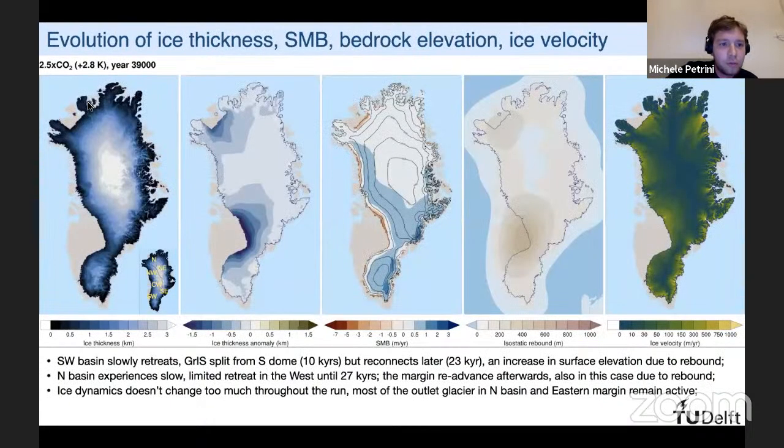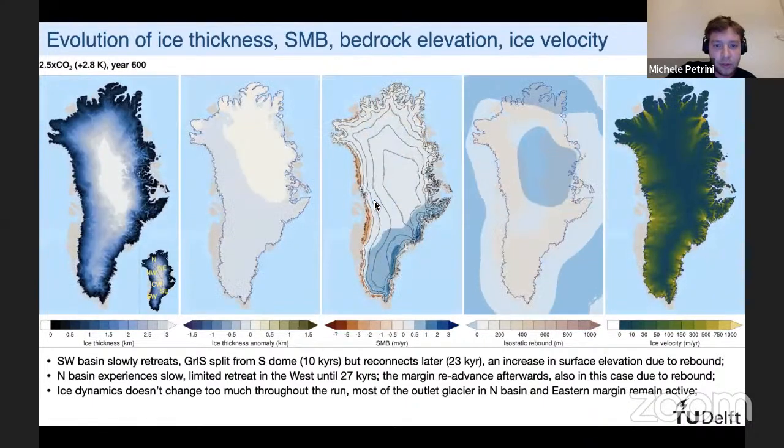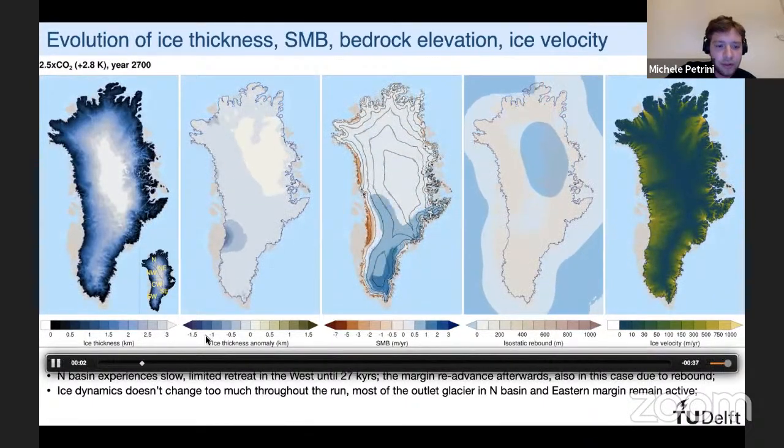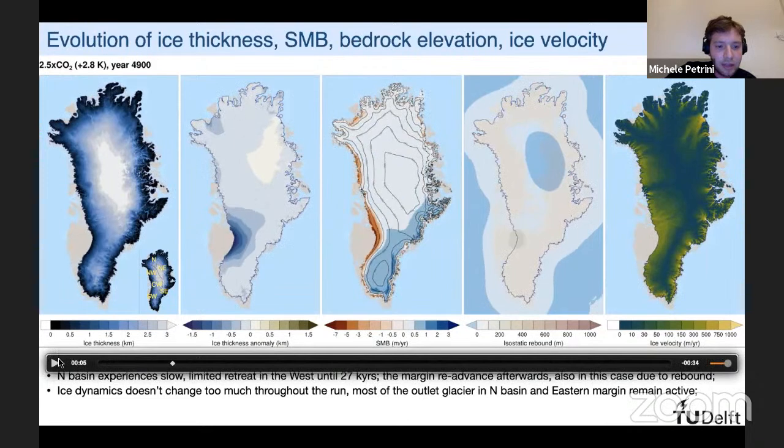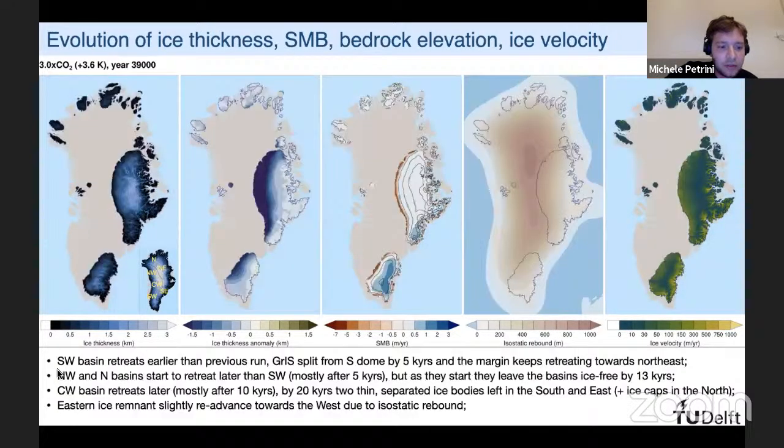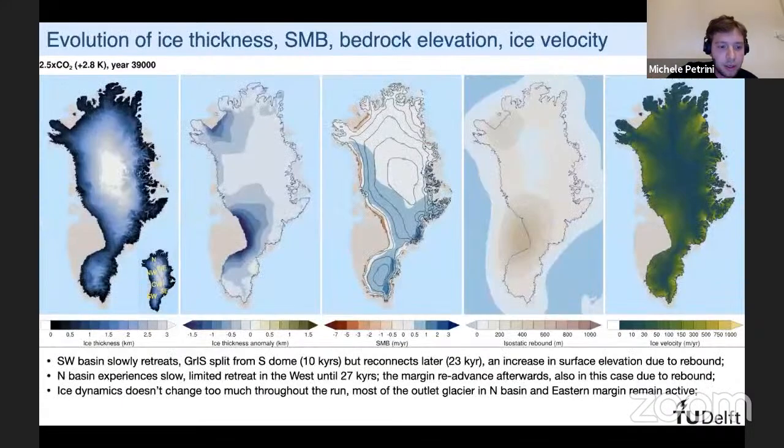This is for the 2.8 Kelvin case, a map of the final state of the ice sheet. And I will just run a video of these fields. We have ice thickness, ice thickness anomaly, SMB, the rebound, and the ice velocity.